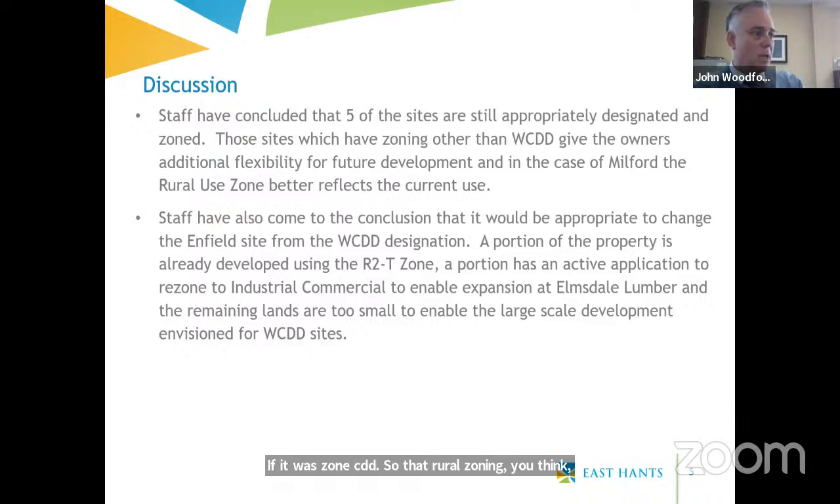And staff will also, however, come to the conclusion that it would be appropriate to change the Enfield site from the CDD designation. A portion of that property is already developed using the R2T zone, and a portion has an active application to rezone to industrial commercial to enable large-scale development for the Elmsdale Lumber expansion. The remaining lands are really too small to enable any kind of significant development as envisioned by the CDD policies.